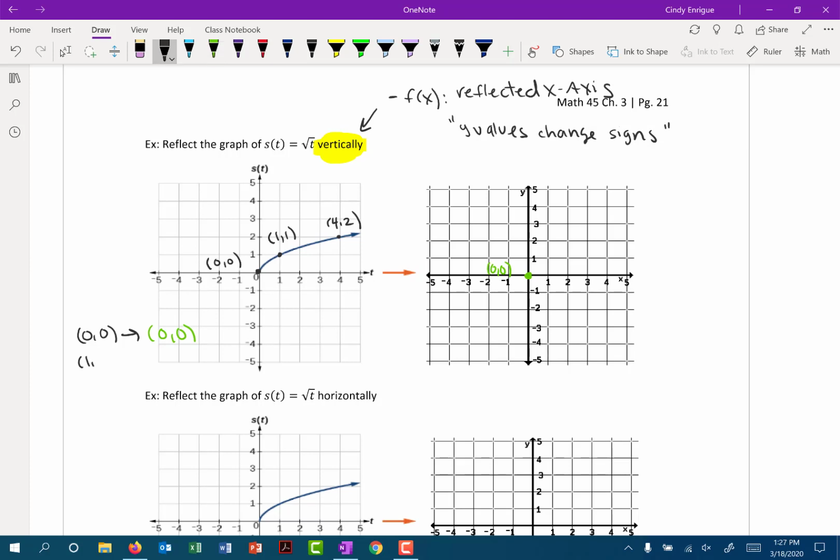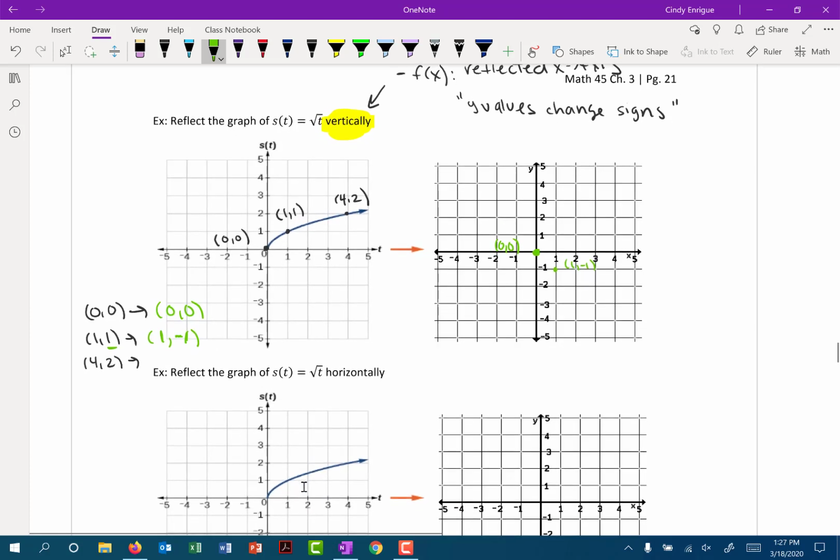I also have my 1, 1. So when that gets reflected across the x-axis, my y value is going to change to a negative 1. So now I have 1, negative 1. Okay? So that is my 1, negative 1. Now for my next one, I have my 4, comma 2. Remember, I am changing my values of y to the opposite sign. So now the x does not change, but now I have a negative 2. So I'm going to have 4, negative 2.